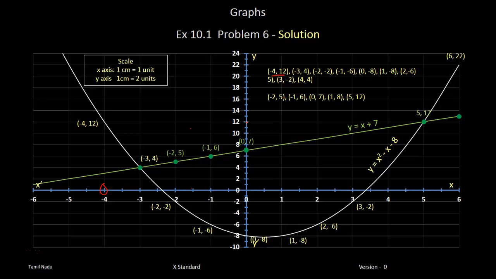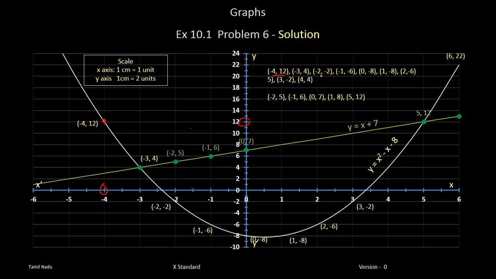Minus 4 and 12, y equal to 12, right? So you come here horizontally, it will intersect it. Actually, this is the point. The point is missed by mistake. I have not plotted. So this goes up, it will intersect at one point. So this is the point minus 4, 12, right?